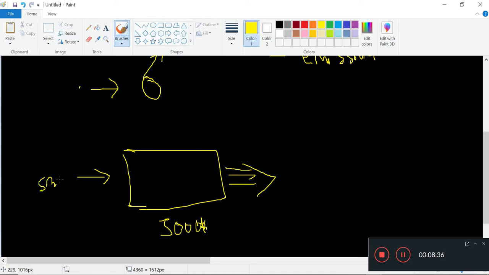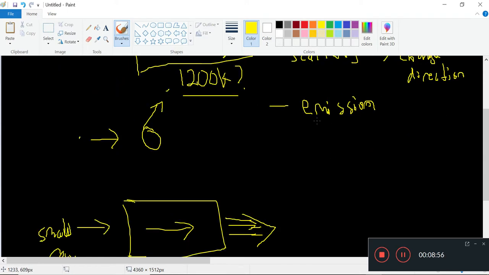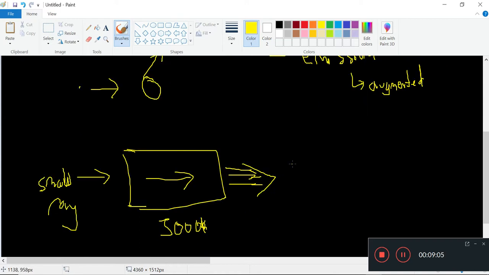If you have a small ray on the left, it goes through this 5000 Kelvin kind of medium. It will get augmented. That's the word we use, augmented. Okay, augmented, and you have a strong radiation coming out. Why? Because this medium is so hot, it is emitting lots of radiation.